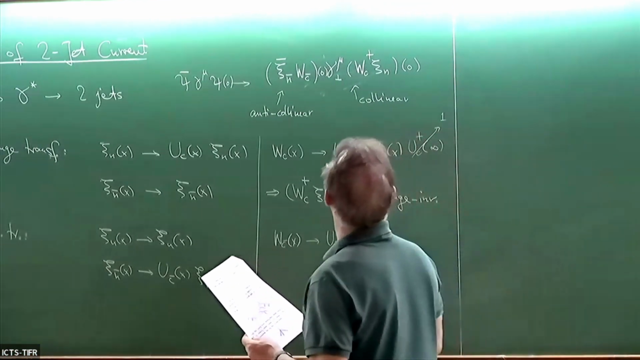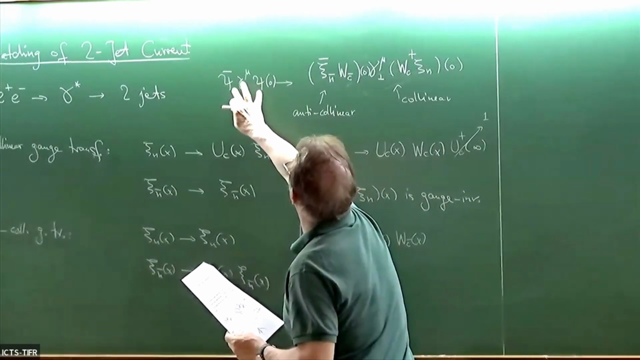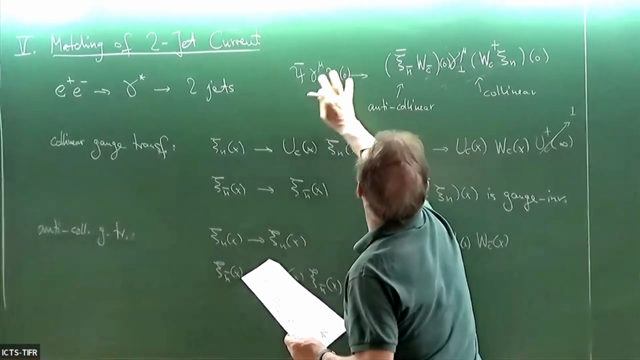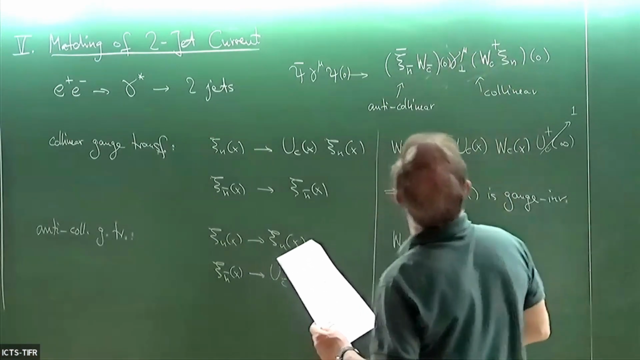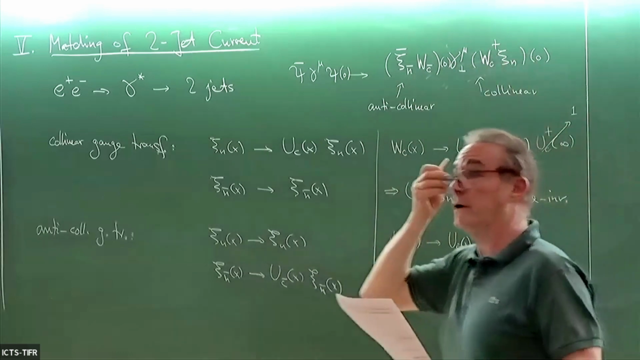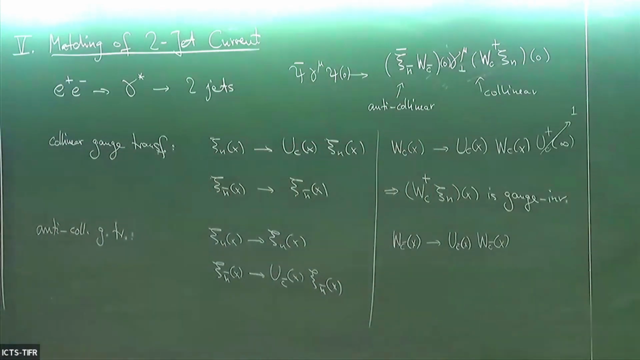I'm just saying that if I want to represent this operator in SCET, a collinear quark and an anticollinear quark, this is a gauge invariant way to do it. Whereas without the Wilson lines, it would not be gauge invariant.